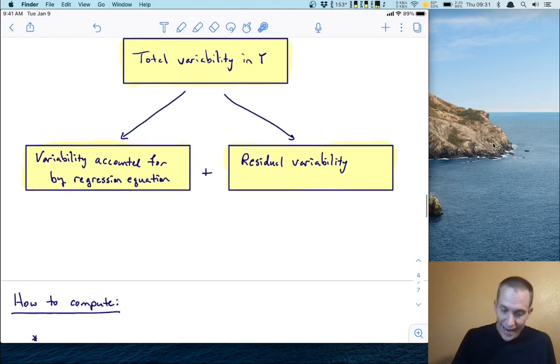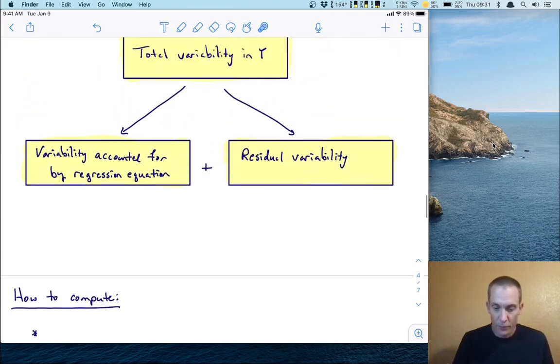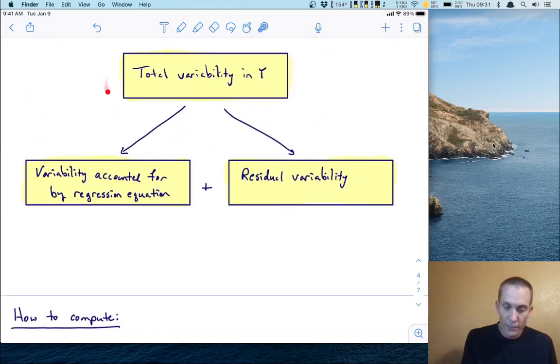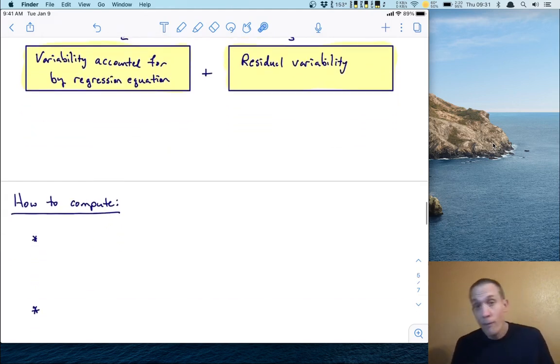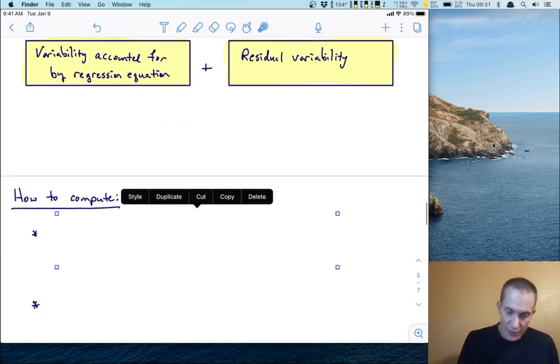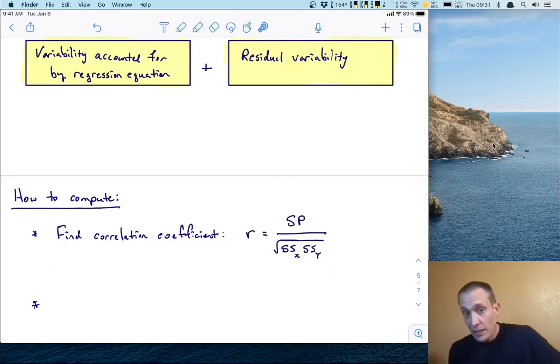Okay, so let's go through and work out an ANOVA. How do we actually compute this stuff? Well, of course we know how to get total variability in y. That's just SSY. So how do we split it now into these two pieces? Well, the way we do it is we use something that you might be familiar with from other contexts, and that is the correlation coefficient. So the first thing that we need to do is find the correlation coefficient for these data. Now, an easy way to compute correlation from what we've done so far is just to take that SP, that sum of products, and divide by the square root of the SSX and SSY terms. Okay. Now, again, we've got those values already, so this is not a big deal.